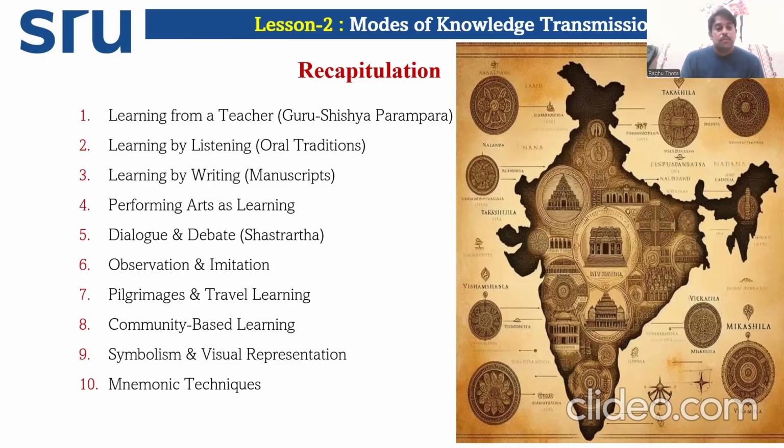And the fourth one, performing arts as learning. The dance forms, singing, songs. The different arts were used to convey important information to groups of people in ancient times. Many dance forms originated in ancient times, and through them they conveyed valuable information to groups of people, because rather than reading some information from books, if you witness it in the form of an art, it can be remembered for a long time.